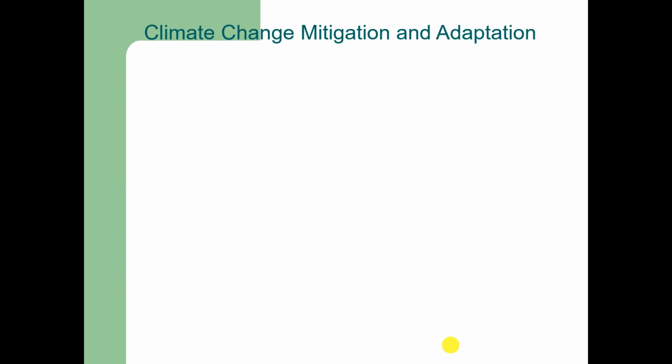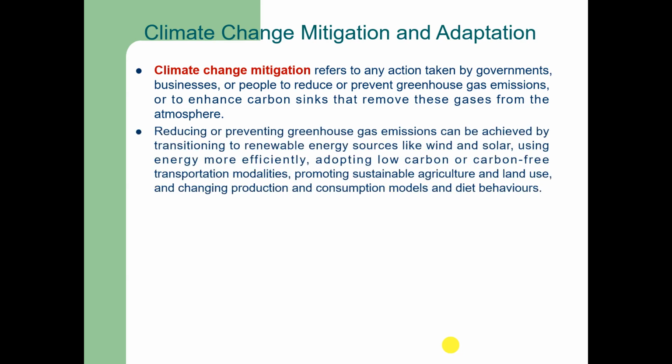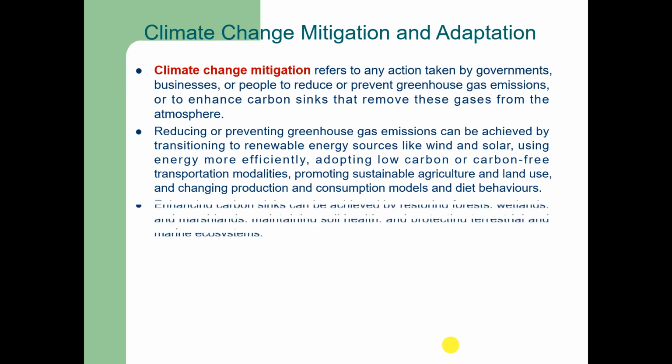Climate change mitigation and adaptation. Climate change mitigation refers to any action taken by governments, businesses, or people to reduce or prevent greenhouse gas emissions or to enhance carbon sinks that remove these gases from the atmosphere. Reducing or preventing greenhouse gas emissions can be achieved by transitioning to renewable energy sources like wind and solar, using energy more efficiently, adopting low carbon or carbon free transportation modalities, promoting sustainable agriculture and land use, and changing production and consumption models and diet behaviors.